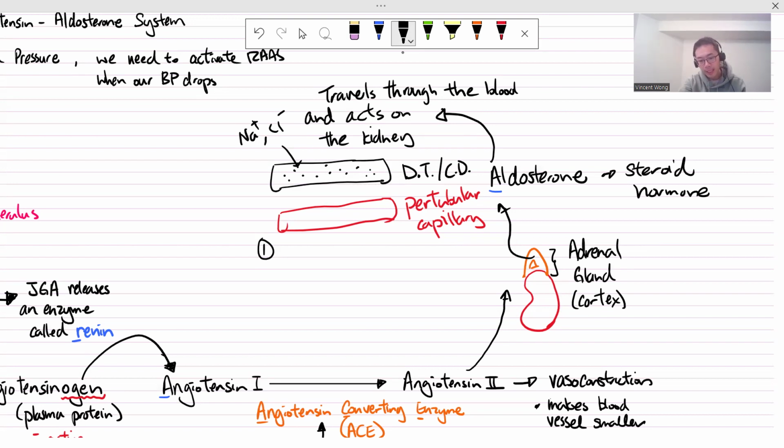So remember, at the distal tubule and the collecting duct, that's where you do the fine tuning, right? That's where you do the final adjustment. And in the presence of aldosterone, we are going to increase sodium and chloride absorption.